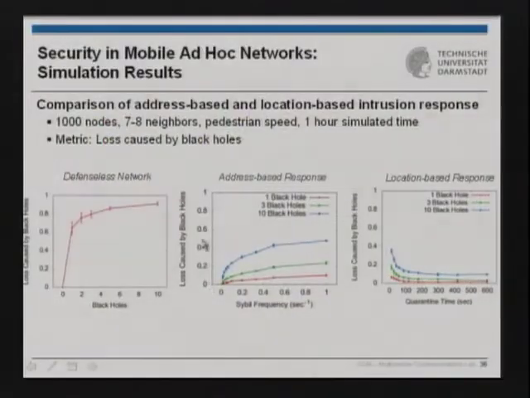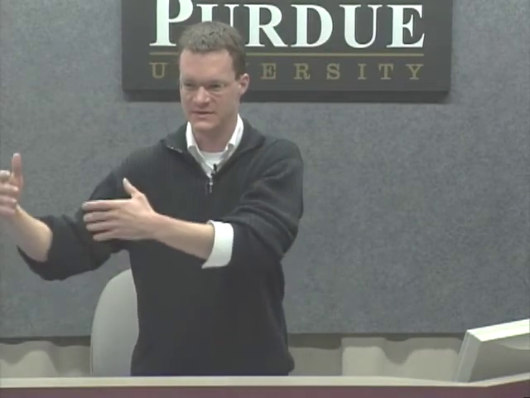So for the address-based intrusion response, we considered also the loss that is caused by black holes, but subject to the frequency with which misbehaving nodes change their addresses. So in fact, the intrusion detection system will detect a misbehaving node, and after a certain time this misbehaving node will change the address, and if you exclude a misbehaving node based on its address, then you can circumvent the countermeasures.